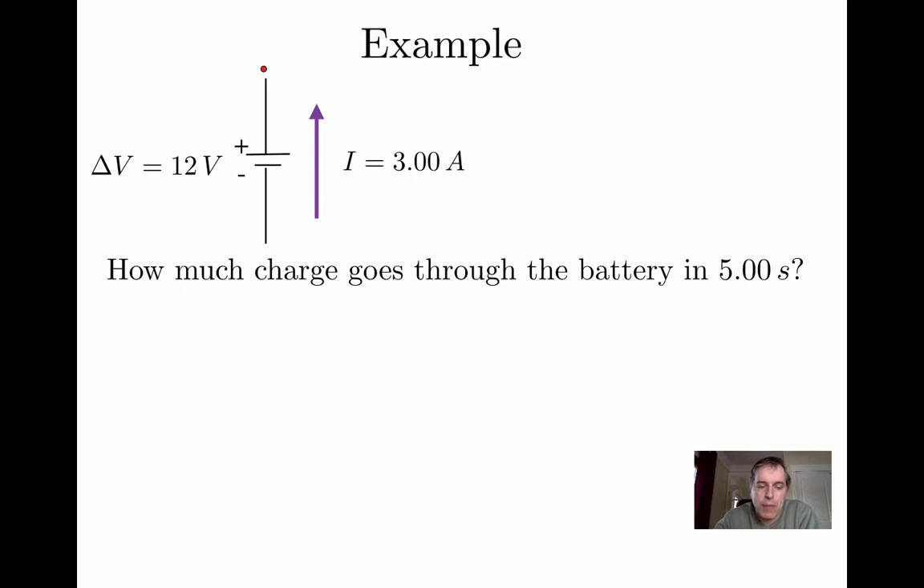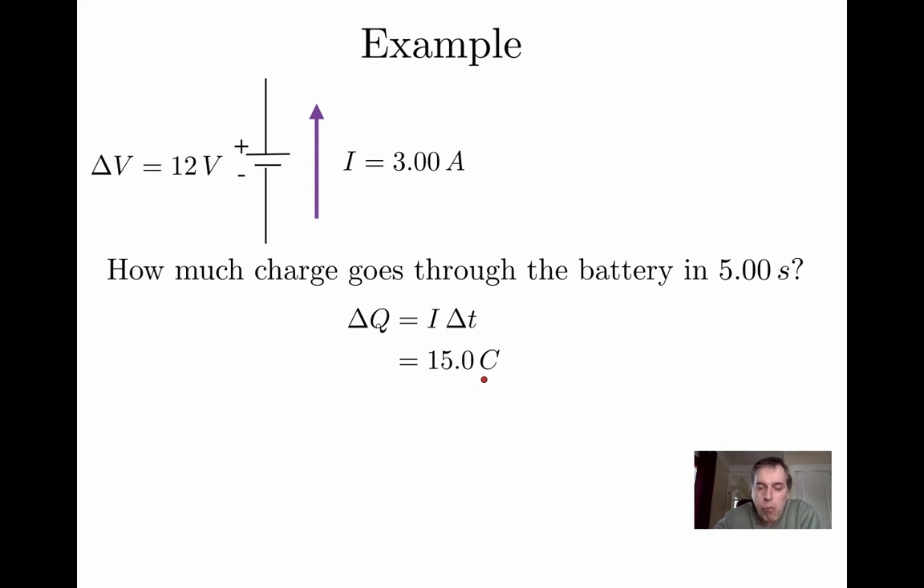Then first question: if you wait for 5 seconds, how much charge will go through the battery in 5 seconds? Now you know the current, you know I is delta Q over delta T. You can find how much charge goes through the battery. You just say delta Q equals I times delta T. So in 5 seconds, when the current is 3 amps, you get 15.0 Coulombs.